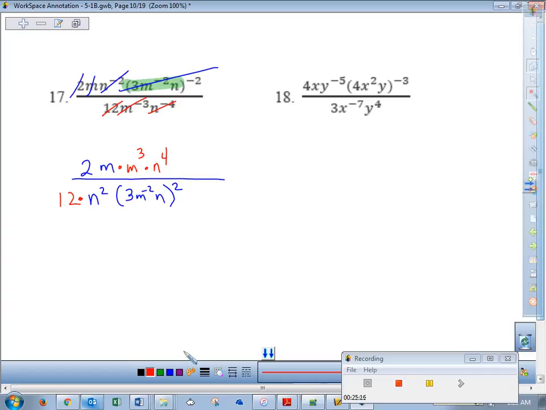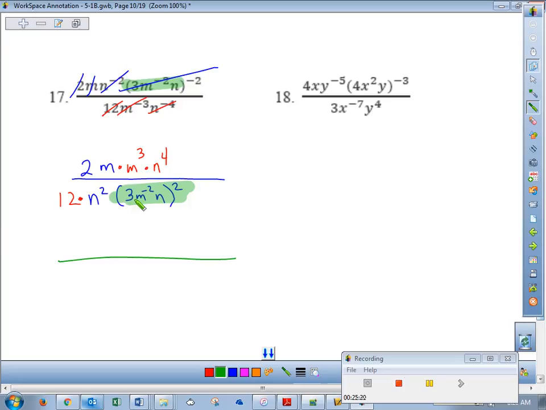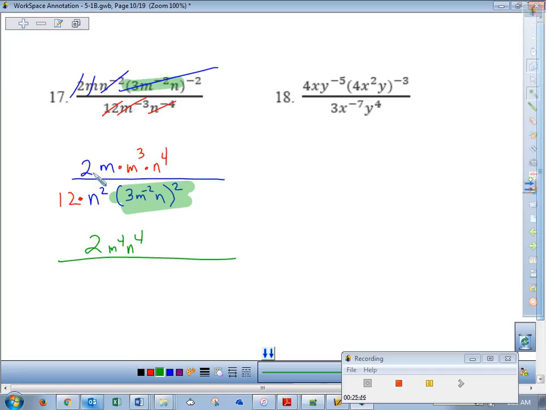Cool? Now I'm going to deal with this, because according to the order of operations, that's my next maneuver. I should square all of that stuff. So I'll do a little bit of cleanup. I'm not going to clean up my coefficients yet, just because I got some others coming along. But upstairs, I'm going to call that 2m to the fourth n to the fourth, because don't you have those amount of m's right there? Nice. Down here, I'm still going to have my 12n squared.